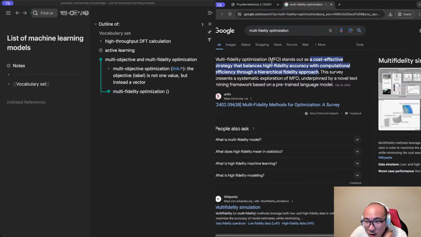Multi-fidelity optimization stands out as a cost-effective strategy, balancing high-fidelity accuracy with computational efficiency. Okay, what is this?